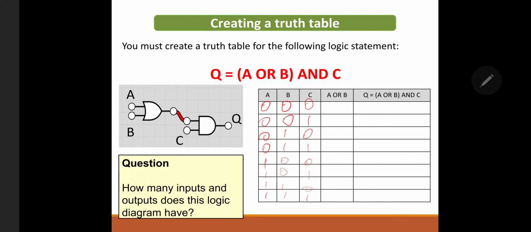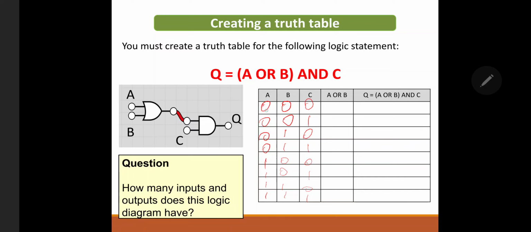The A or B. So we're looking at the A column or the B column, and remember the rule of OR states that. What's the rule of OR? The rule of OR states that at least one has to be true.